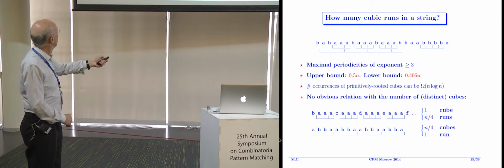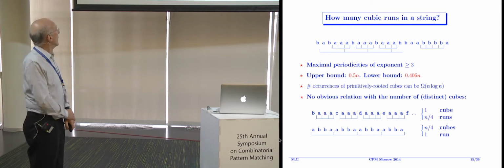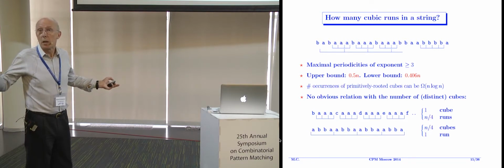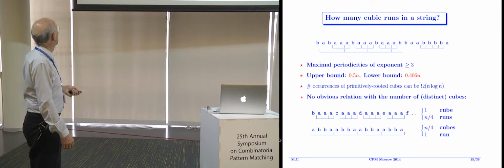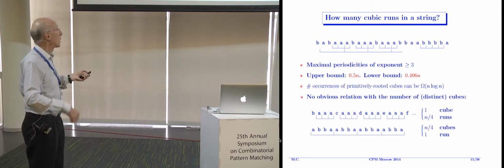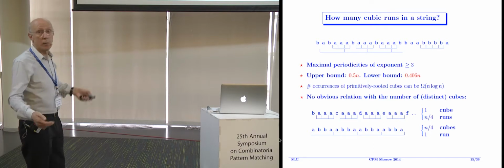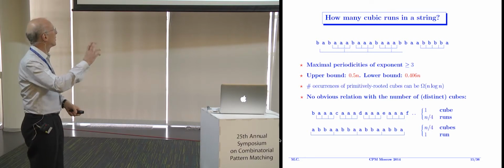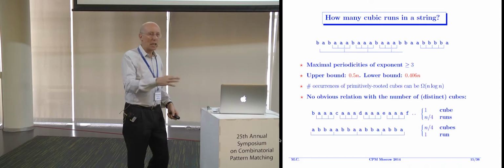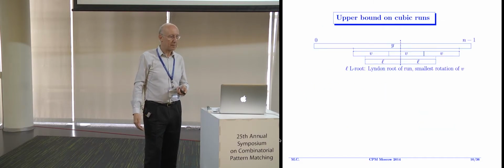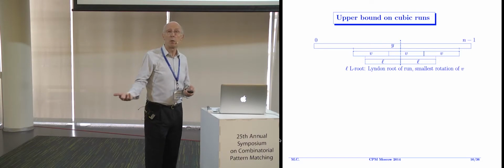In this other example, it's ABBA, repeating 4 times. So we just have one run, one cubic run here. This is the whole string. But how many cubes do we have? We have A, B, B, A to the third power, but we have also B, B, A to the third power, and so on. So we have roughly n over 4 cubes. So the relation between the number of cubes and the number of runs is not totally obvious, and we cannot go from one to the other easily. Now, how can we prove that the maximum number of cubic runs is no more than 0.5n?